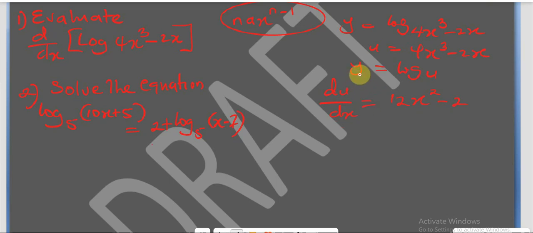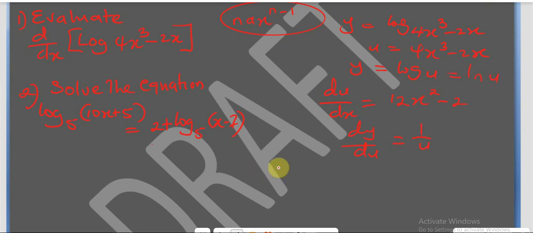Now I'm going to differentiate y with respect to u. This is log u, and remember that log u is the same thing as ln u. This is just the natural logarithm. So differentiating ln u or log u, that is dy over du, is going to be 1 over u, because when you differentiate log u or ln u, that's going to be 1 over u.